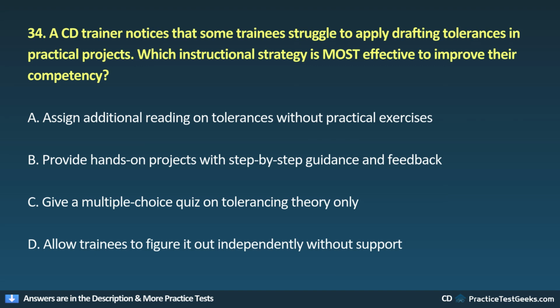34. A CD trainer notices that some trainees struggle to apply drafting tolerances in practical projects. Which instructional strategy is most effective to improve their competency? A. Assign additional reading on tolerances without practical exercises. B. Provide hands-on projects with step-by-step guidance and feedback. C. Give a multiple-choice quiz on tolerancing theory only. D. Allow trainees to figure it out independently without support.